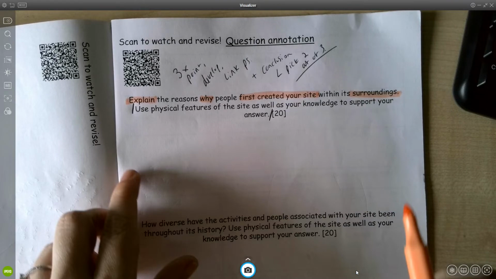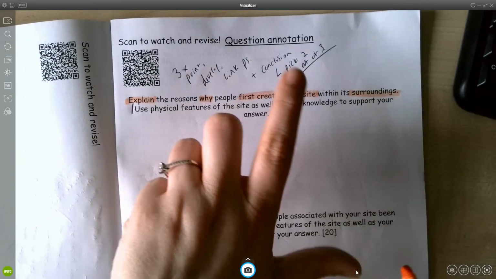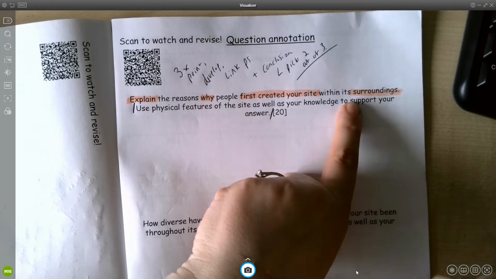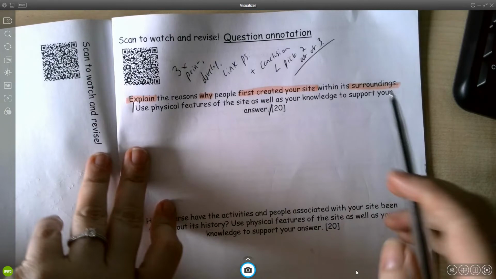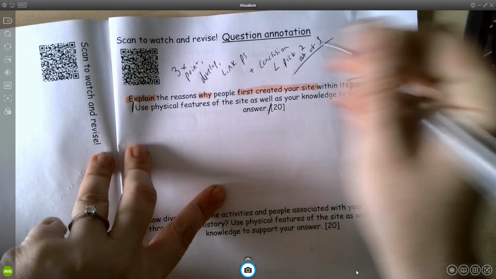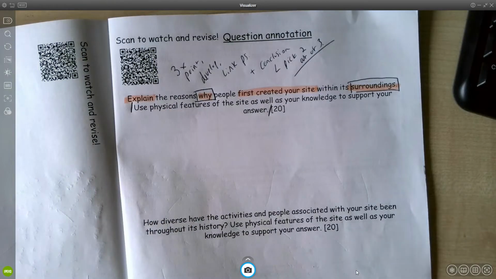So by that they mean, why did they make your site, ours is Skipton Castle? Why did they create Skipton Castle at that location? Okay, there seems to be, or has been, in the last 3 years of exams, this question in some kind of form. Why was your site created at this time? So because it's that focus on surroundings and why people first created your site, the points need to be on why did they make that site and why was it at that location.